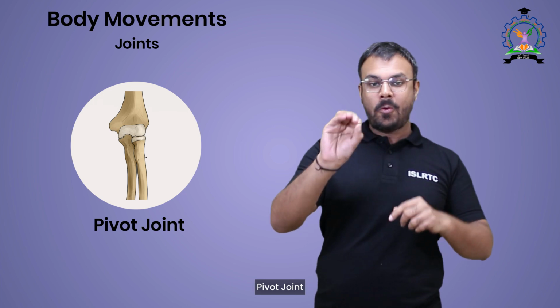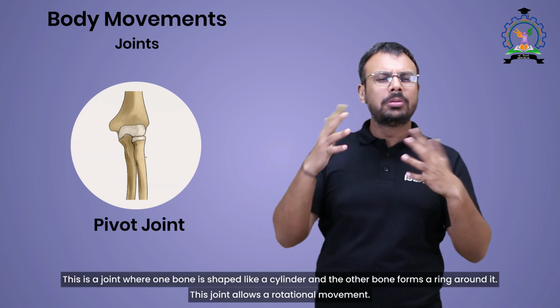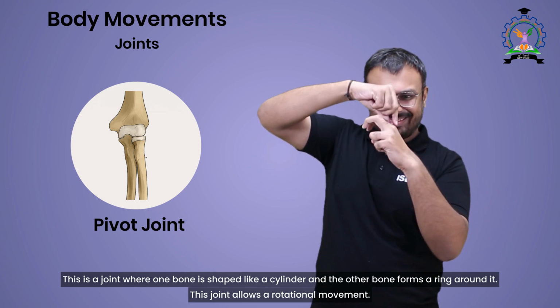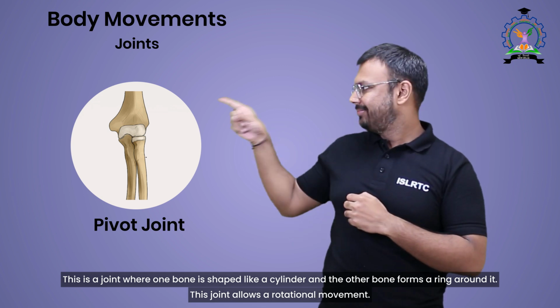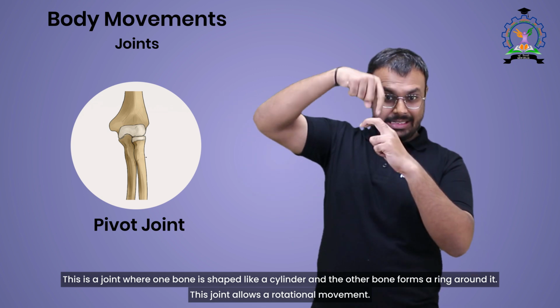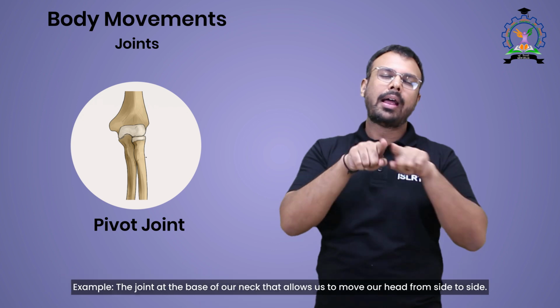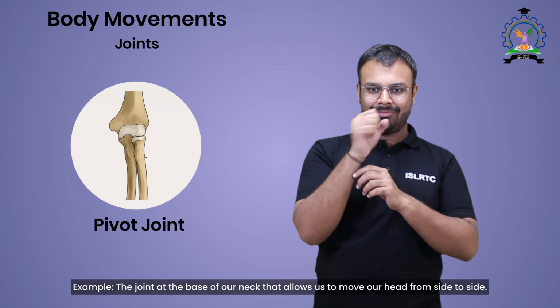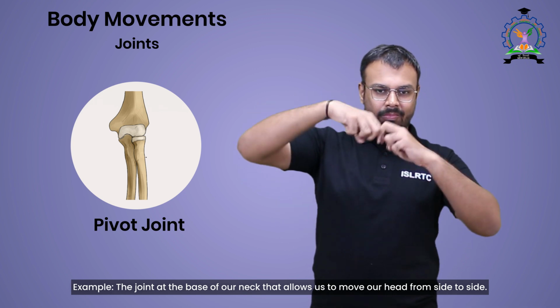Pivot joint. This is a joint where one bone is shaped like a cylinder and the other bone forms a ring around it. This joint allows a rotational movement. Example, the joint at the base of our neck that allows us to move our head from side to side.